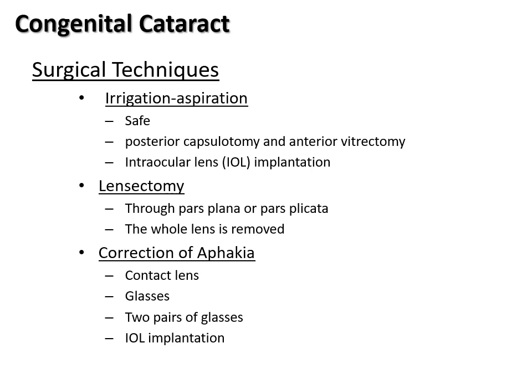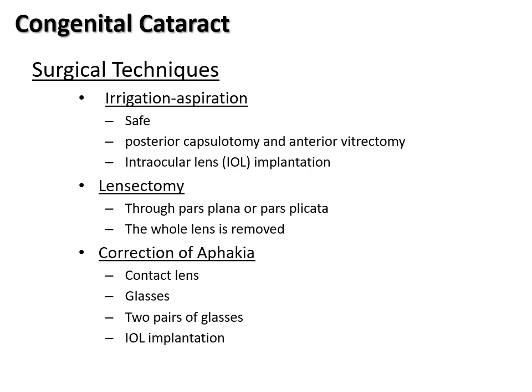The second thing is to do a lensectomy. The lensectomy is performed through the pars plicata or pars plana by removing the whole lens, including the anterior and posterior capsule, and doing an anterior vitrectomy.